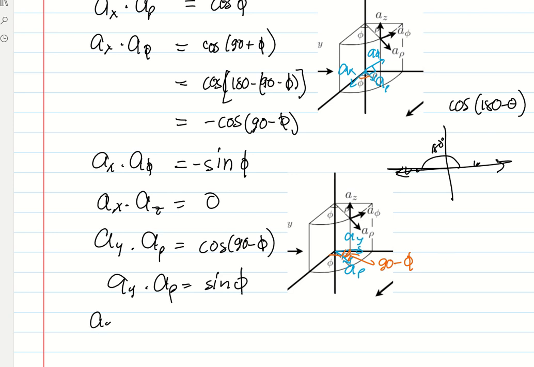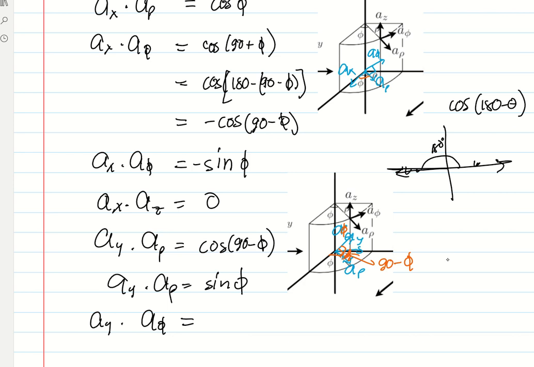Then next, AY dot AV. So what is AY dot AV? Where is our AV again? Our AV is somewhere here. So what's the angle between them? This is the angle between them. What's that? This is 90 degrees. Arrow and AV is 90 degrees apart. And AY is somewhere here.